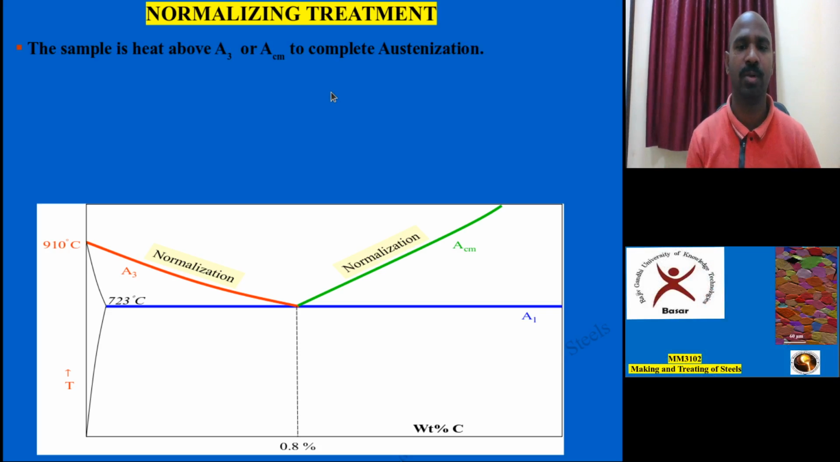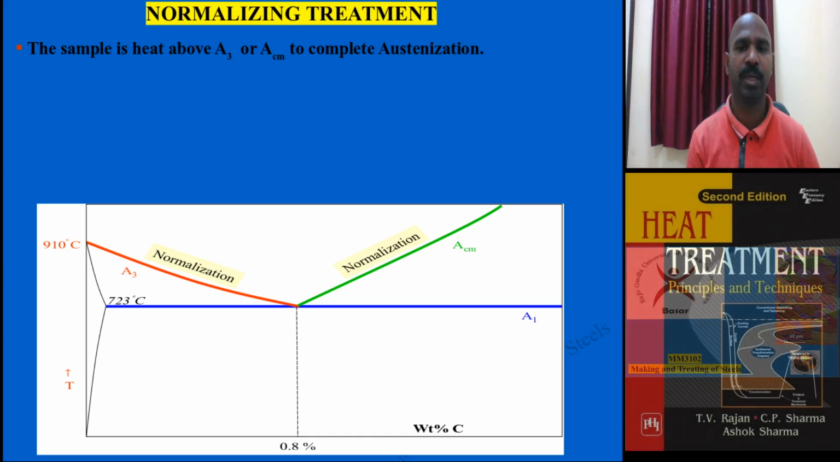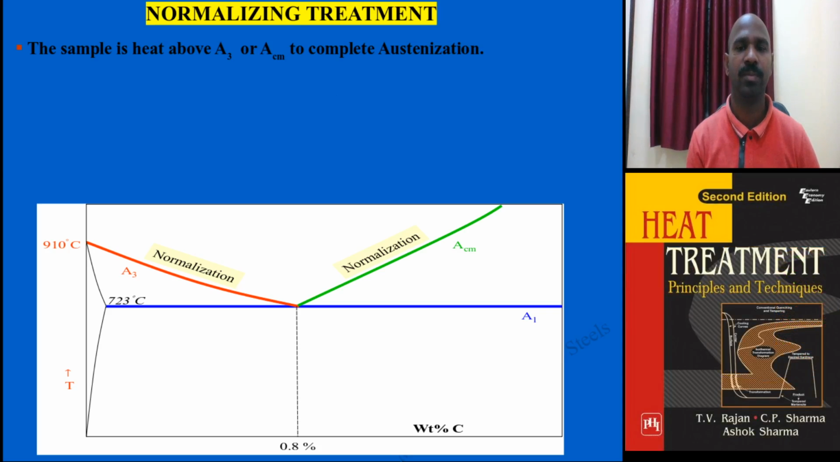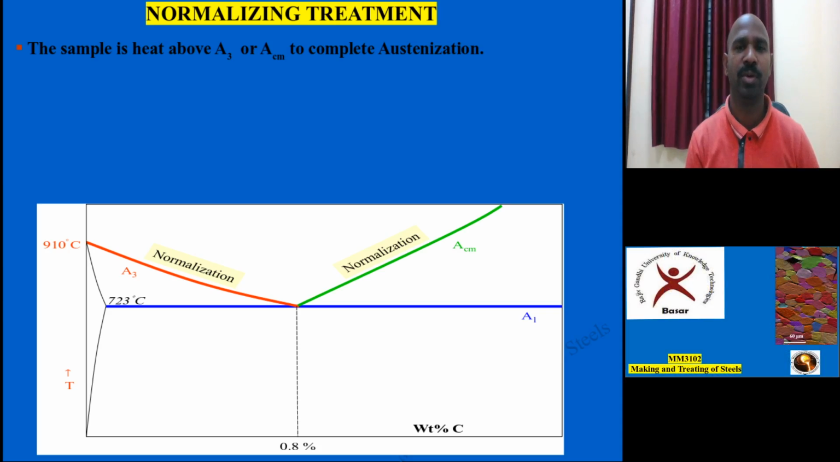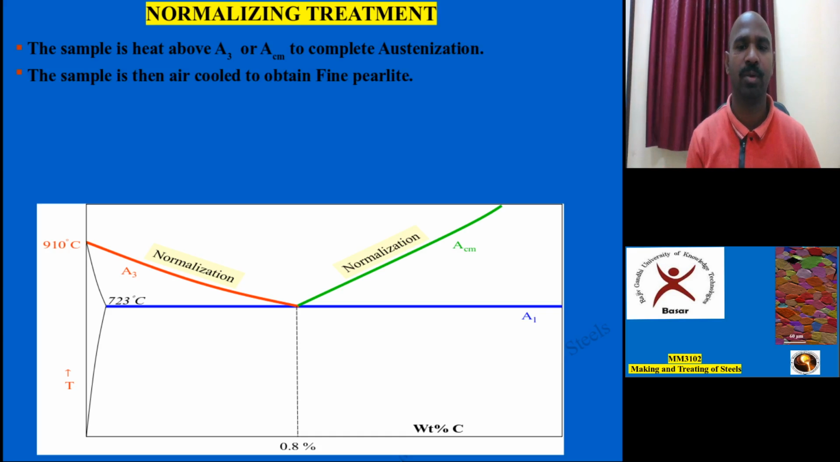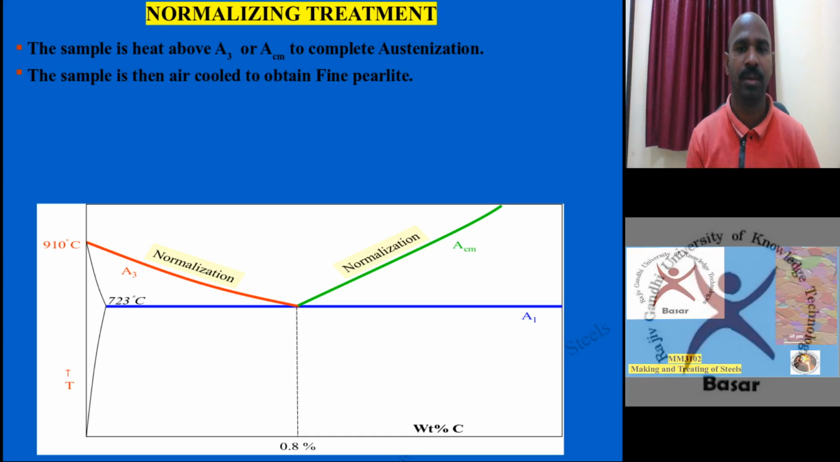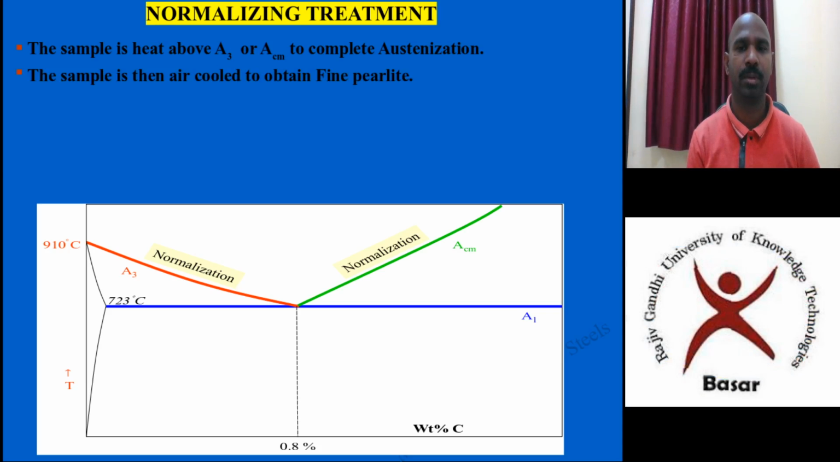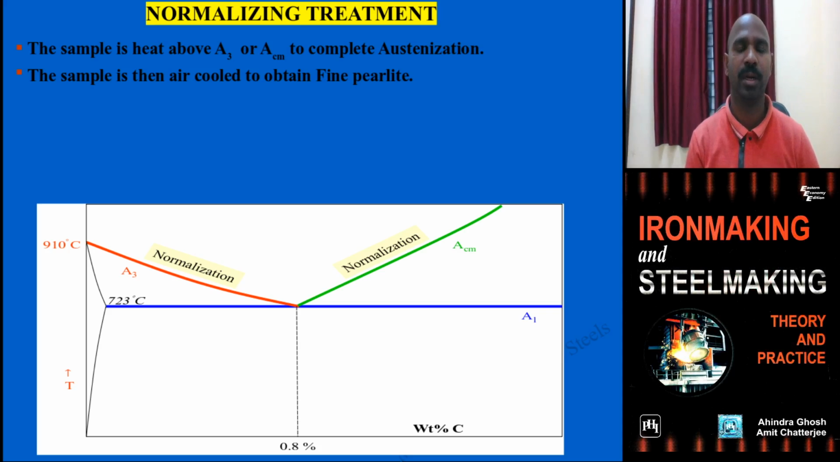Now, what is the purpose of this normalizing treatment? The basic difference from the annealing process is this: the temperature ranges are quite the same. For hypoeutectoid steel above A3, and for hypereutectoid steels above ACM, but the sample is cooled in air, whereas in the annealing process the steel material was cooled within the furnace.